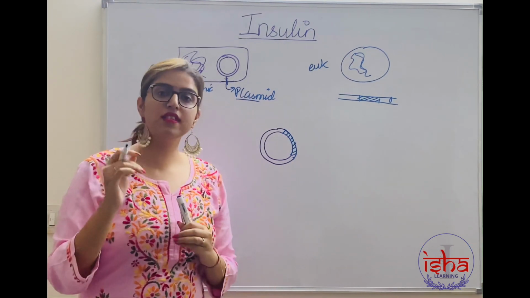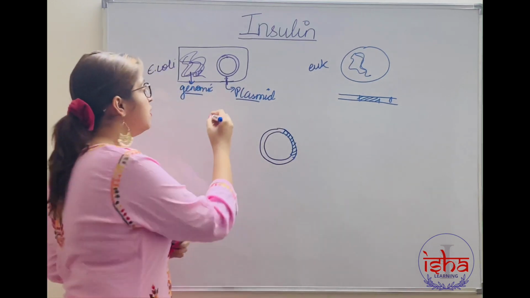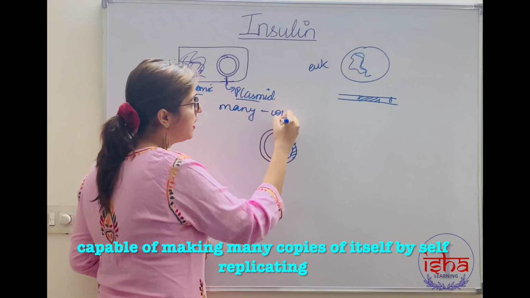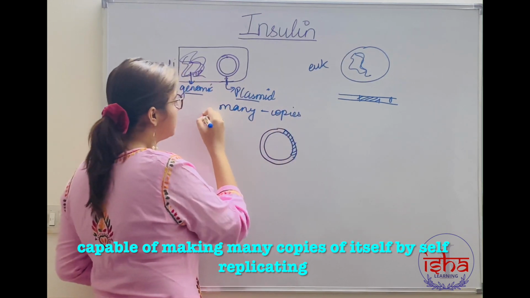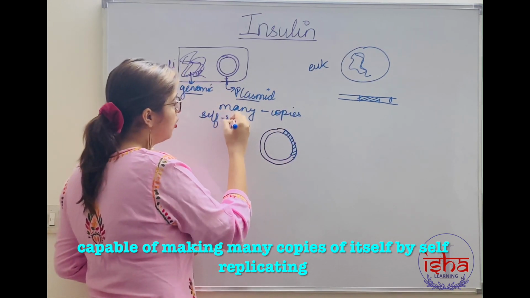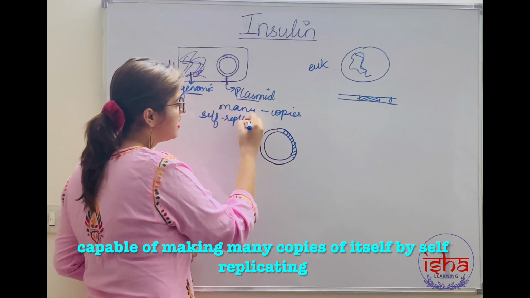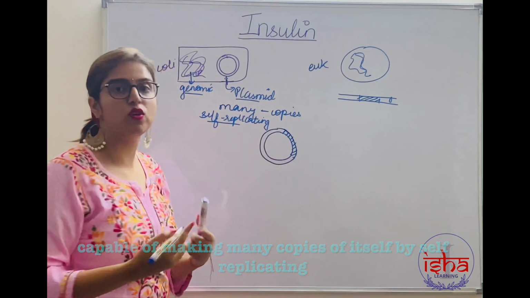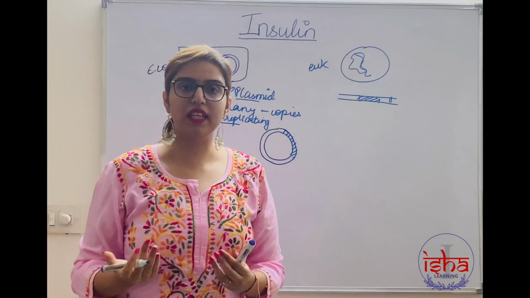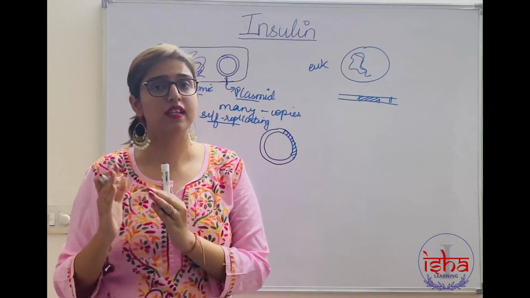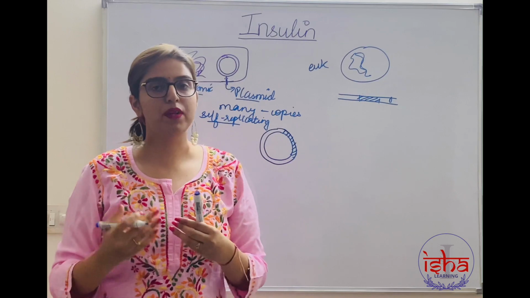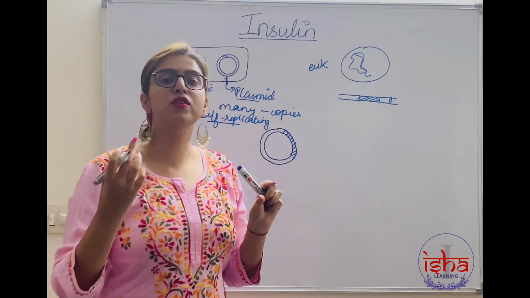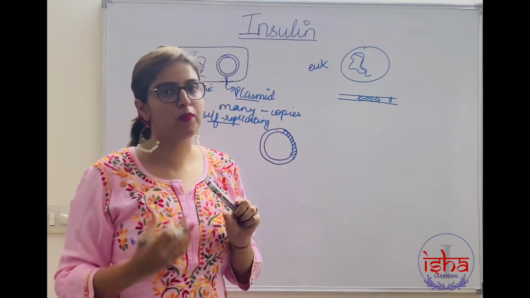Okay, what is its advantage? Is that it is capable of making many copies of itself. How can it make many copies of itself? As it is self-replicating. What do you mean by self-replicating? Is that it can make multiple copies of itself. It can divide many times, 1 to hundreds, and then what will happen if my insulin gene is somehow added into it? Many copies of my insulin gene will also be produced.